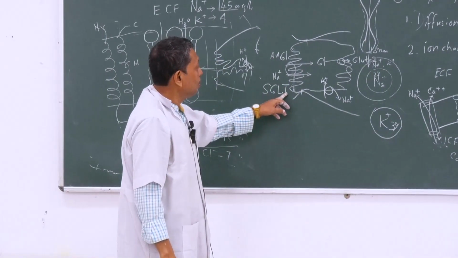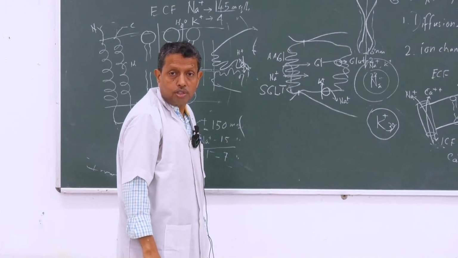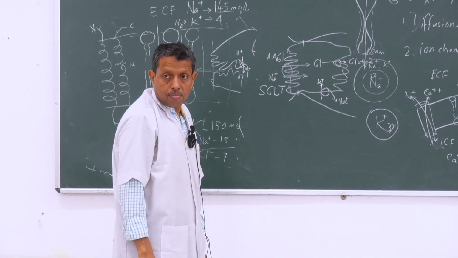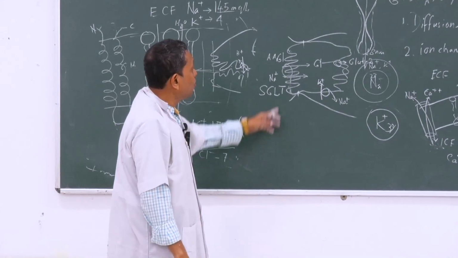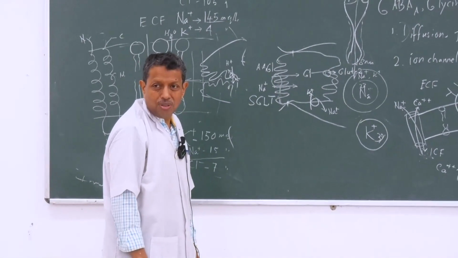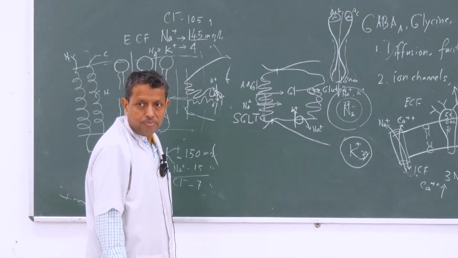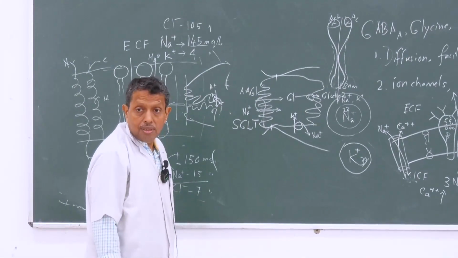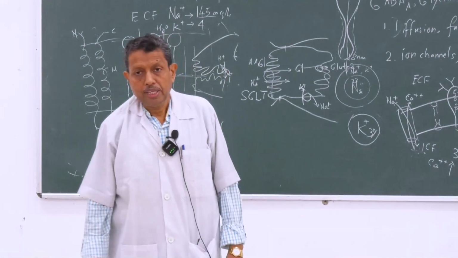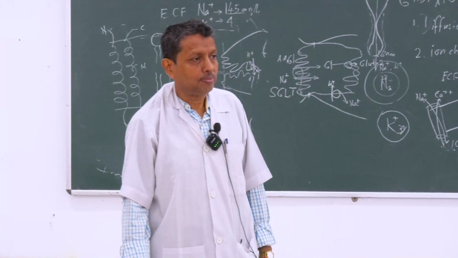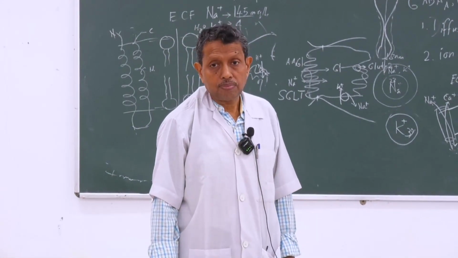Sodium dependent glucose transporter, 1 and 2. Suppose 1 glucose or 2 glucose, in this way, whatever it may be. The basic concept is that. On the other hand, there may be an exchange. Secretion of hydrogen ion is possible by this exchange mechanism.